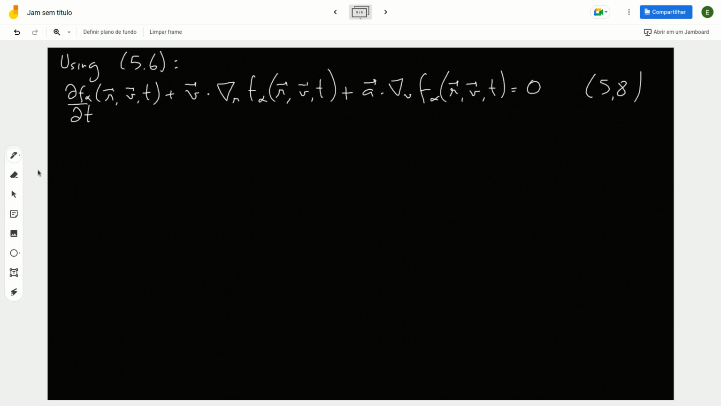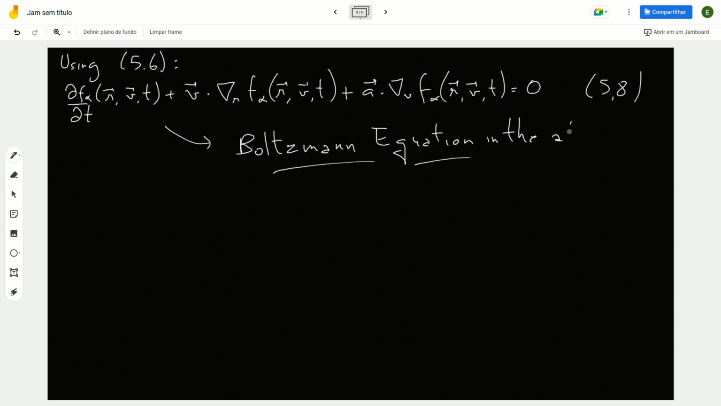And this is Boltzmann's equation, in the absence of collisions.